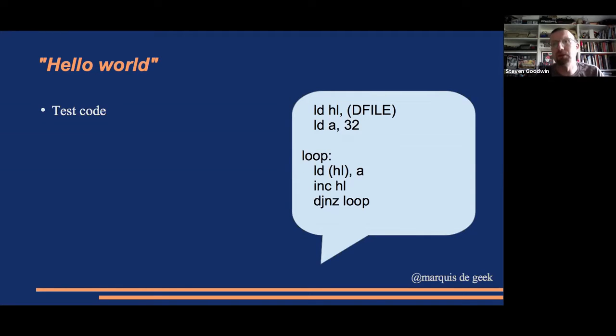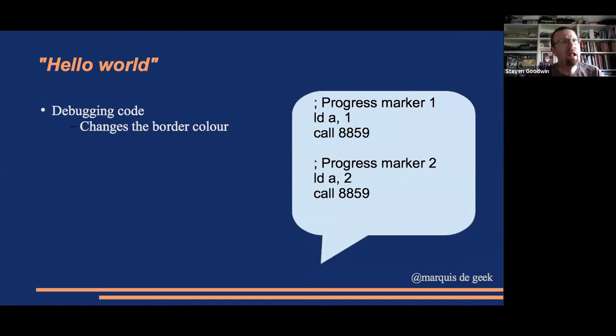And I'd write the loop and I'd go into the debugger. It's like, okay, I'm getting the hang of the debugger. I understand how that works. I can still remember how to clear the screen, for example. I would test progress by changing the border color.